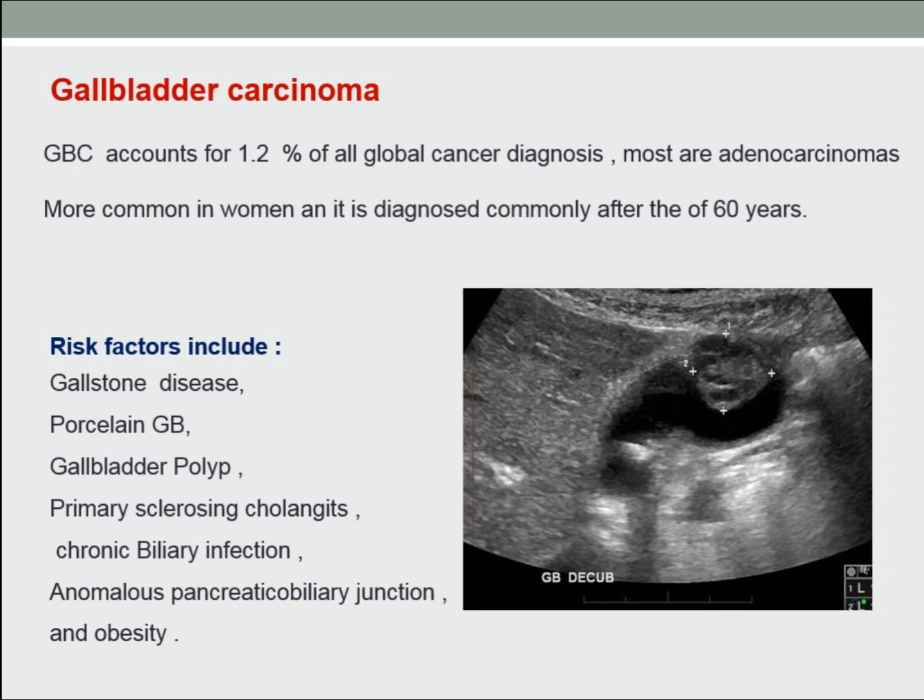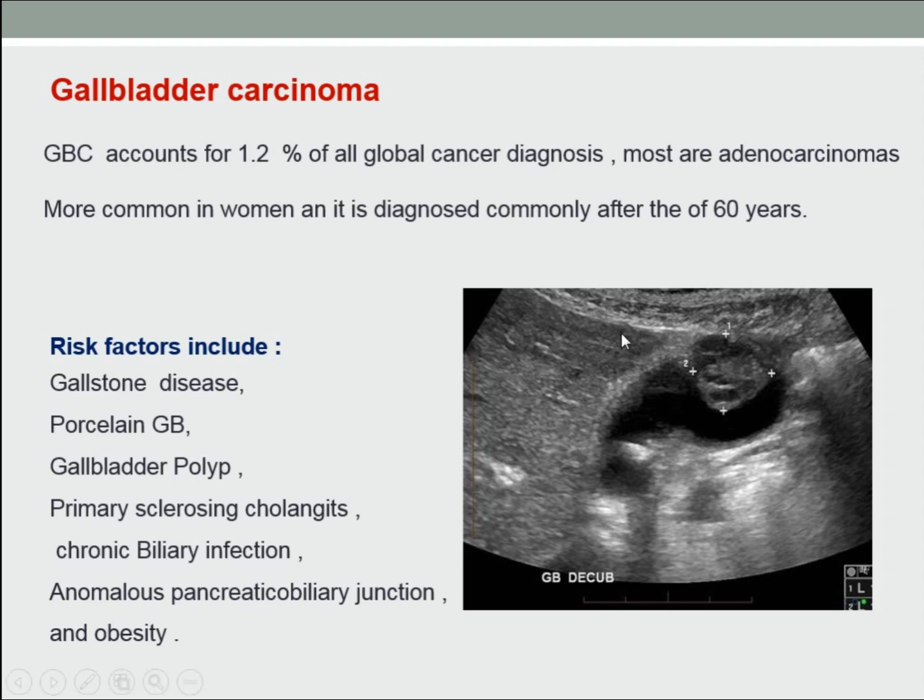Gallbladder carcinoma accounts for 1 to 2% of global cancer diagnoses, and the most common type is adenocarcinoma. It is more common in women and commonly diagnosed after the age of 60 years. The risk factors for gallbladder carcinoma include gallstone disease, porcelain gallbladder, gallbladder polyp, primary sclerosing cholangitis, chronic biliary infection, anomalous biliary junction, and obesity.